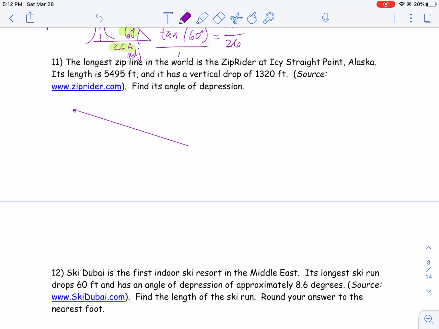Now, I'm going to shrink it up just to give us some room to work. But it says its length is 5,495 feet and it has a vertical drop of 1,320 feet. Now, I'm leaving the length off for now because I think we all agree on that. Here's where it gets tricky. Where does that length go?